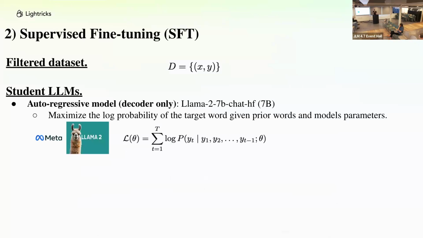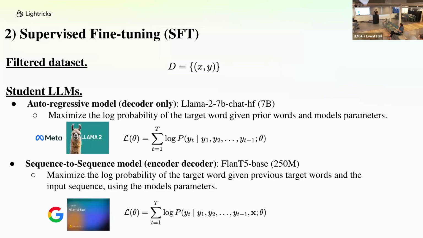I'm talking about models for the student. The first family is the autoregressive model, also called decoder only. Here we take the Llama 2 7 billion chat, which is actually the same model that I showed you in the previous session. In this model, we want to maximize the autoregressive objective, which is to maximize the log probability of the target word, YT, given prior words Y1 to YT-1, and model parameters theta.